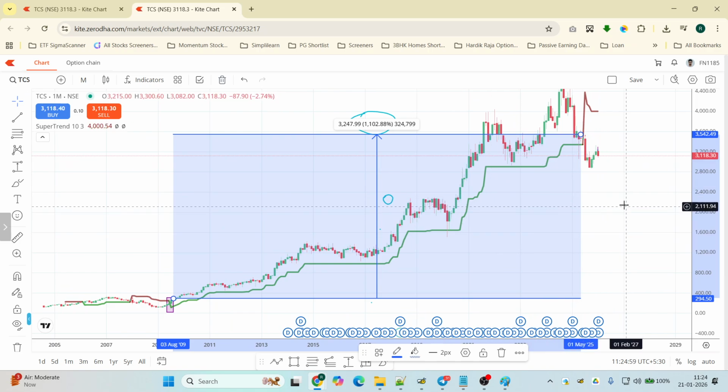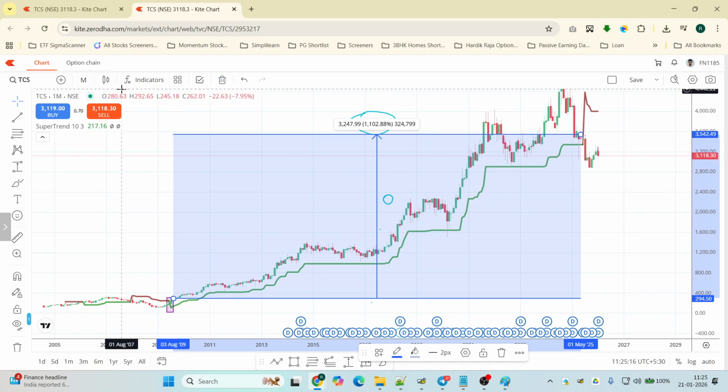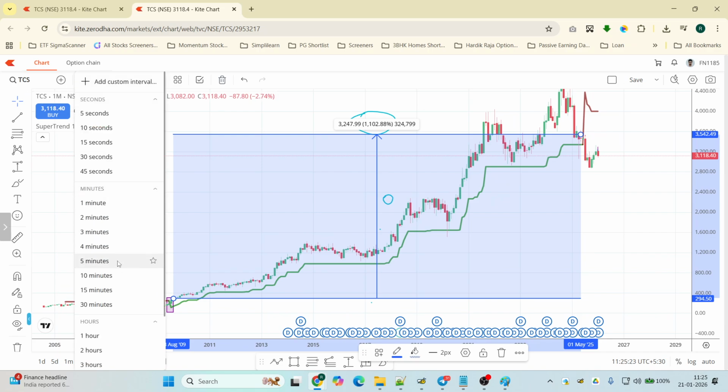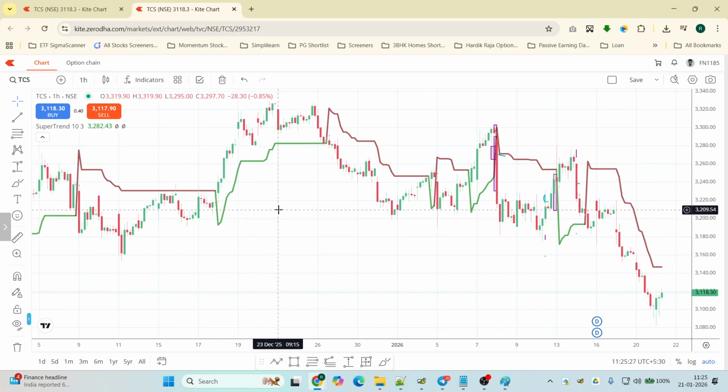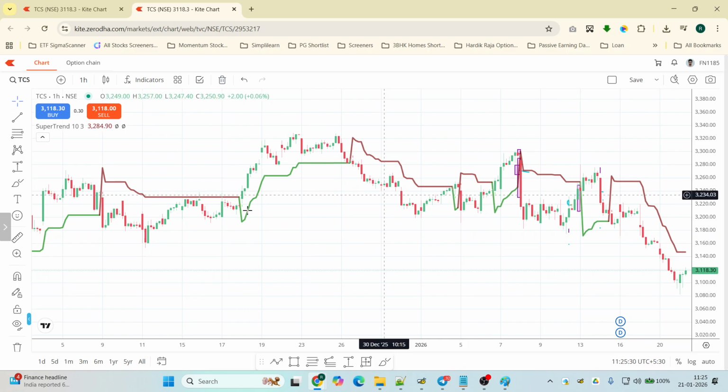Now see, this is from August 2009 up to 2025. So roughly you should have waited for 16 years, guys. If you are prepared to wait on a longer time frame, you would have definitely got a much larger return. But if you want to do a kind of swing trading, maybe you can go with an hourly time frame or a 4 hour time frame, and you can see this.